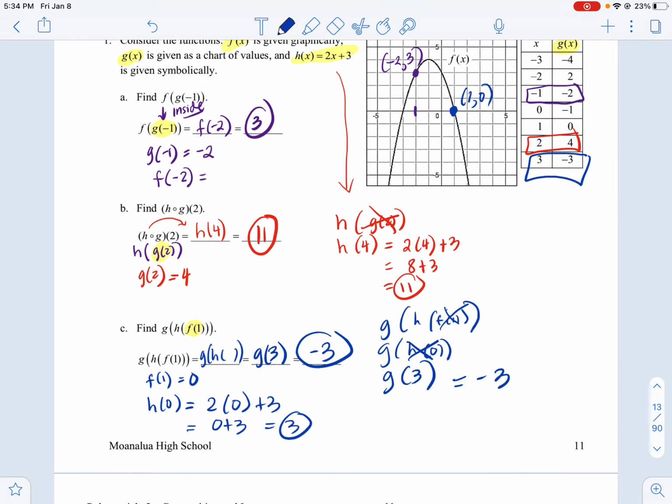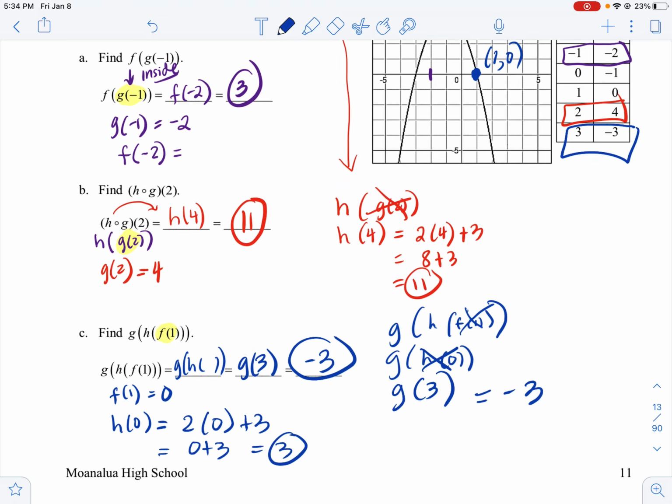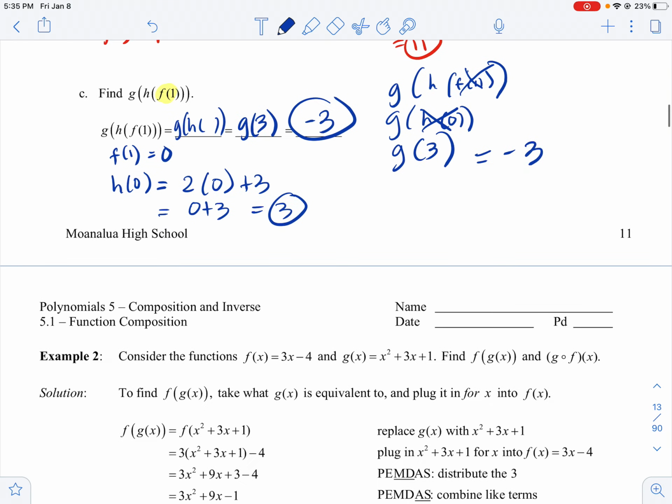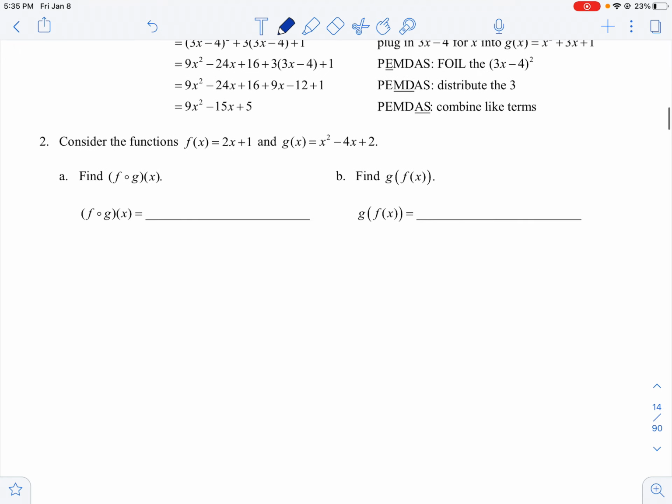Whew, that's a lot, right? I'm hoping that that is not confusing. Of course, you can do examples in your homework.